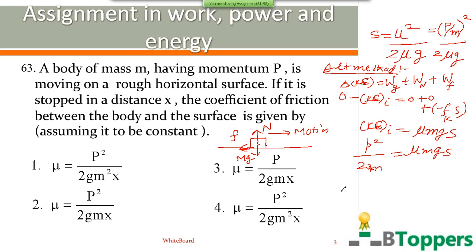So from this you get mu, where S can be written as x here. So you get mu equal to p square by 2m square g into x. So the first option is the answer.